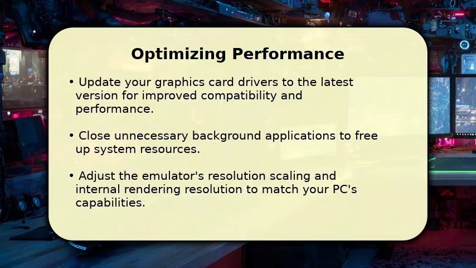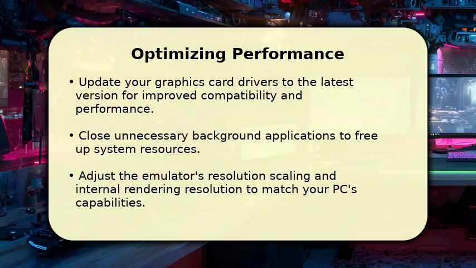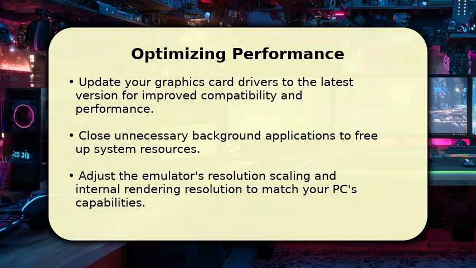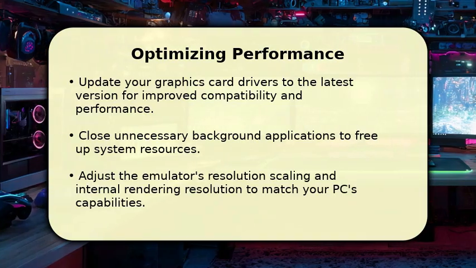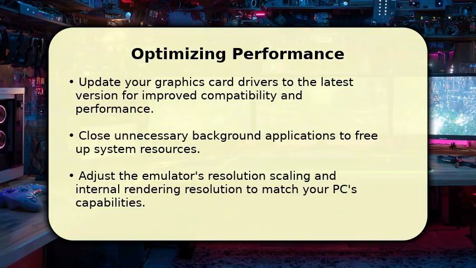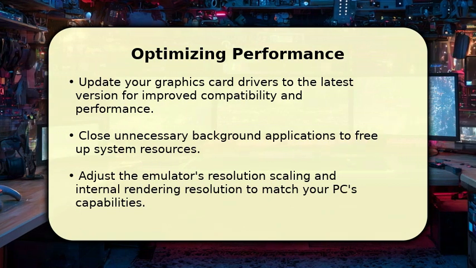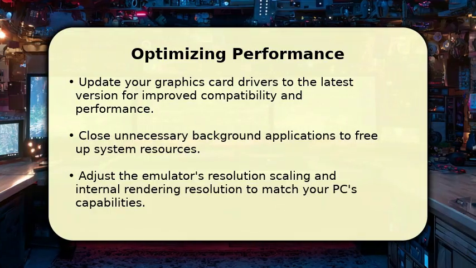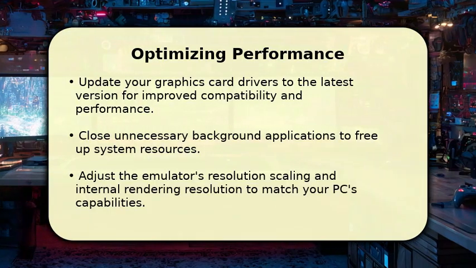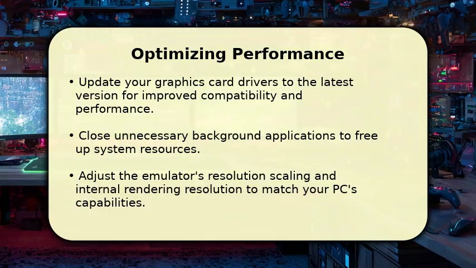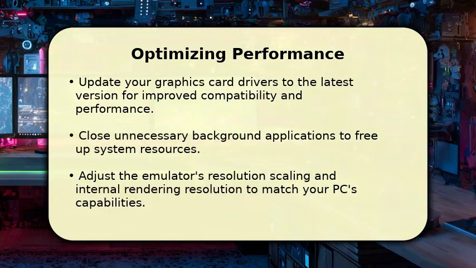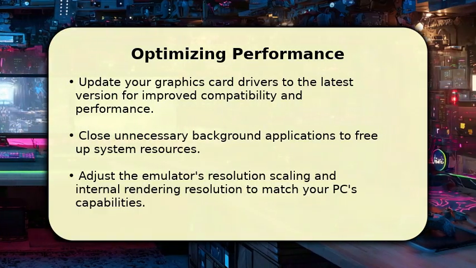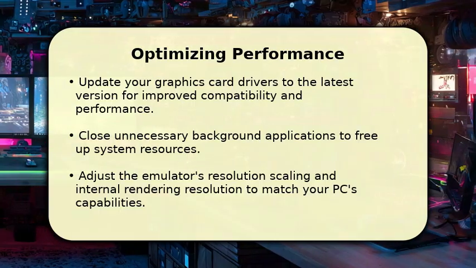To ensure a smooth gaming experience, optimizing performance is key. Always keep your graphics card drivers updated to their latest versions. Before launching a game, close any unnecessary background applications to free up valuable system resources. Within the emulator, adjust resolution scaling and internal rendering resolution to suit your PC's power. You can also toggle specific emulator features, like asynchronous GPU emulation or multi-core CPU emulation, to find the sweet spot for each game you play, aiming for 60 frames per second.